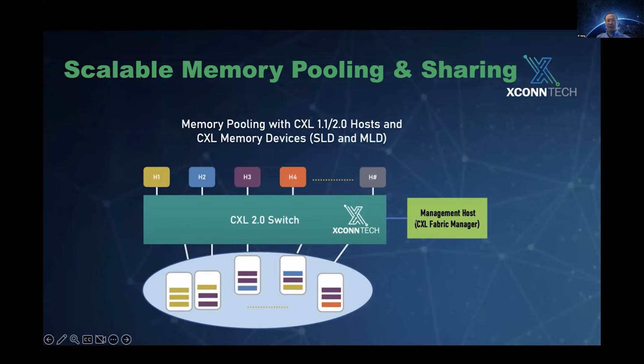And then another important element is the management or fabric manager platform. So for this kind of system, today, we at XConn as a company have been able to put together a solution that works with the shipping processors, which are CXL 1.1, and also the upcoming server processors, which are CXL 2.0, this year.